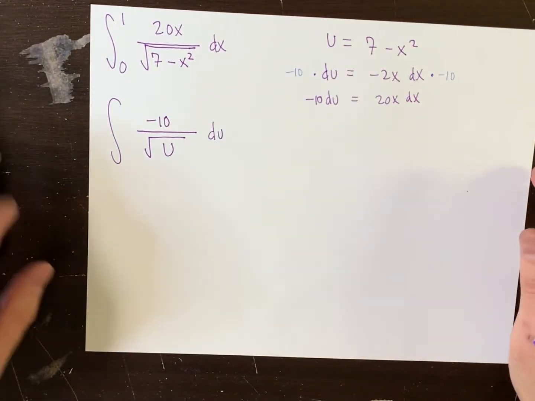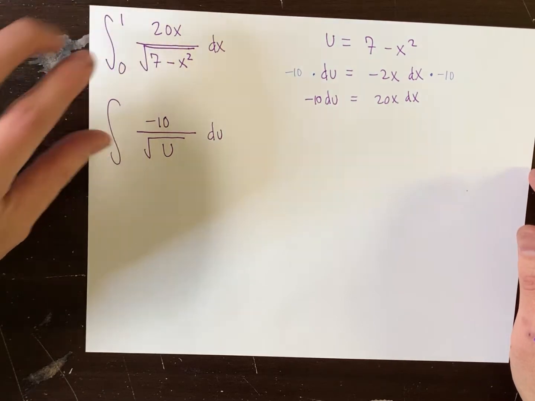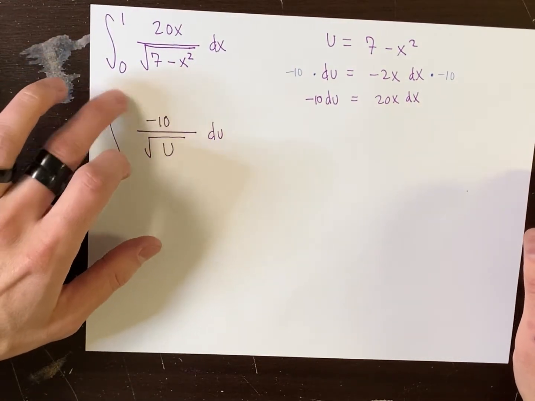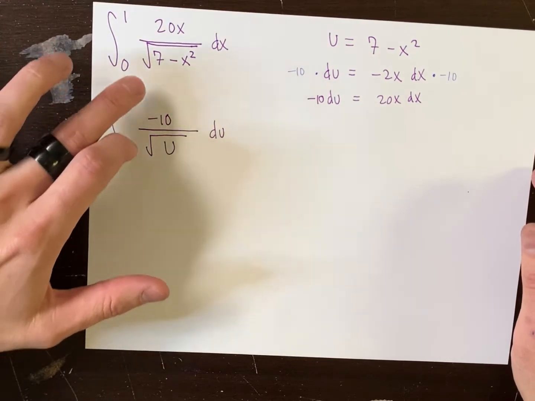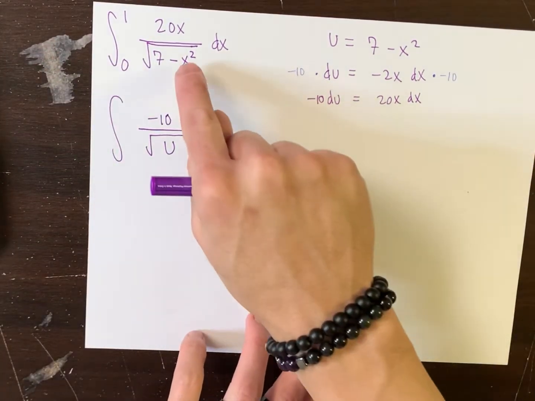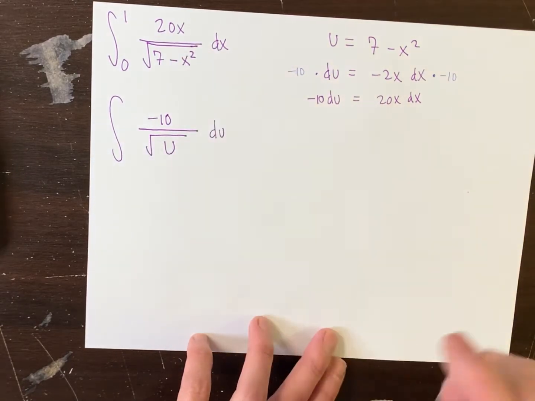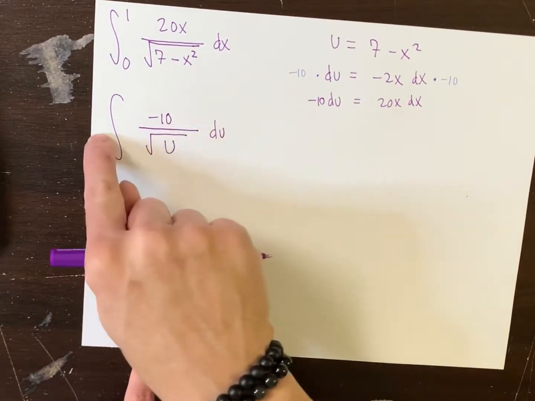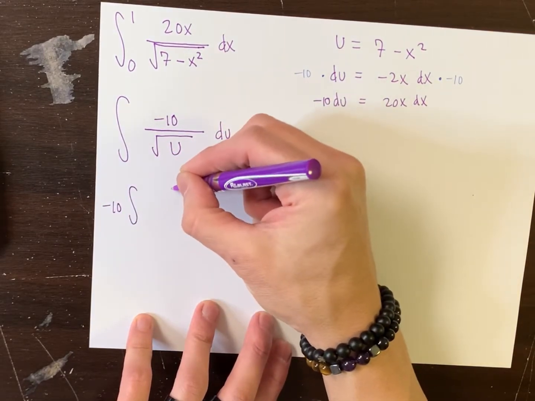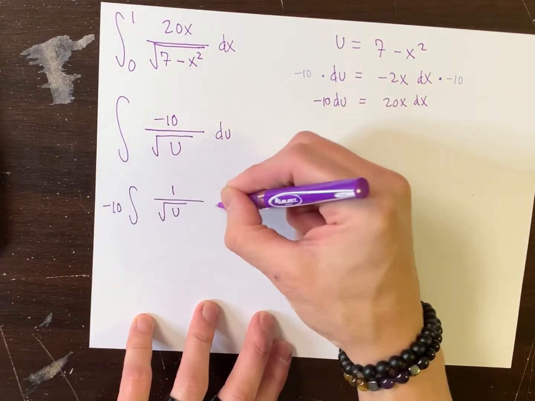Now, for right now, the limits of integration, I'm going to ignore them. I'll leave them blank. There's something that we could do to change these numbers, but I plan at the end of this problem to rewrite everything back in terms of x's. So watch, let's go along for the ride. Let's kick the negative 10 out to the front, like that there. And I'll just put 1 over square root u du.